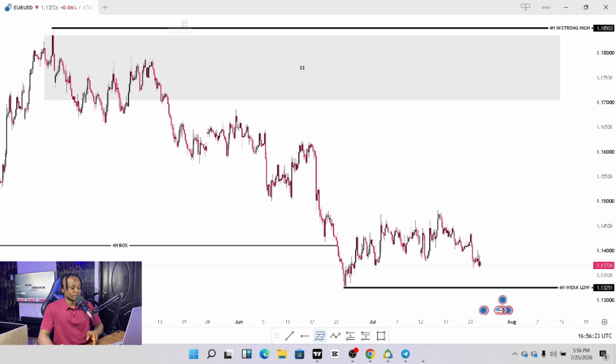Now, if I plot my fib from point A to point B, from what we've done so far, you can see that Euro USD pro structure is bearish. Since it's bearish, we'll be looking for sells. Let's go ahead now and show you what Euro USD substructure is doing. That way, we'll get to know where we should be looking for trades.